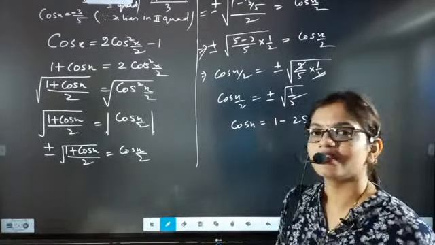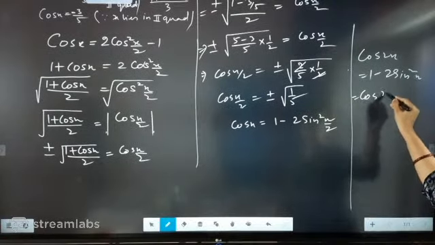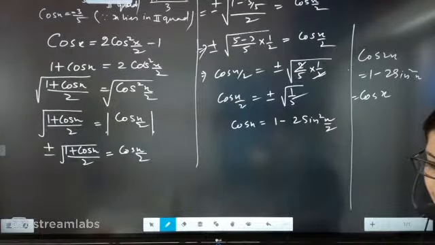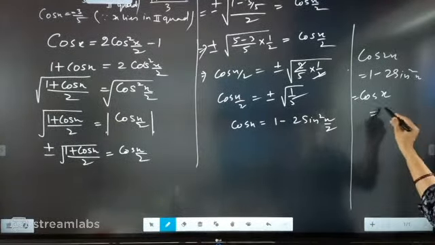Remember this formula? For the last 2-3 days we have been doing this formula. Cos 2x is cos 2x. What is the formula? Cos 2x is equal to 1 minus 2 sin square x. Then beta, what will cos x be? If cos 2x is this much, then cos x will directly come as 1 minus 2 sin square x by 2.